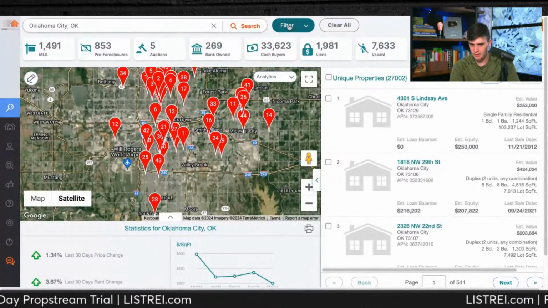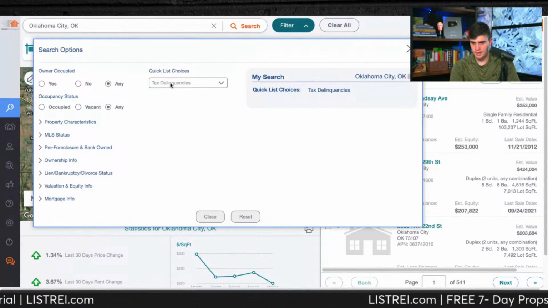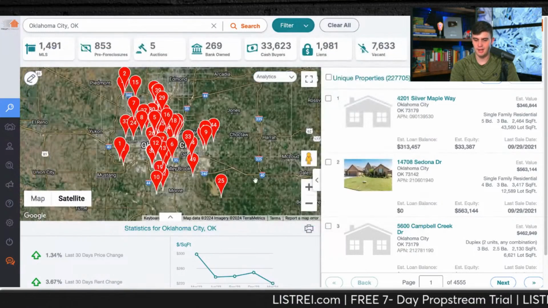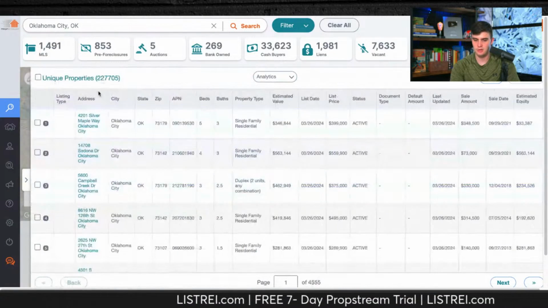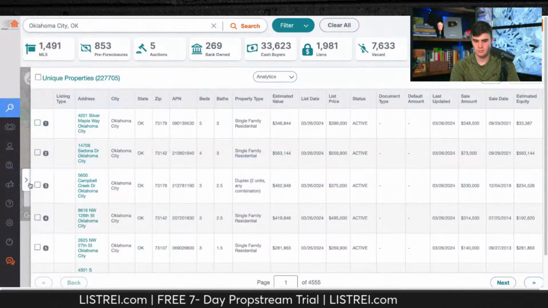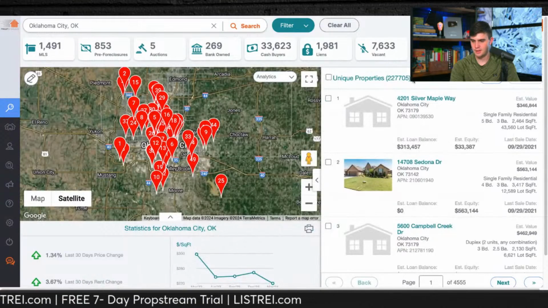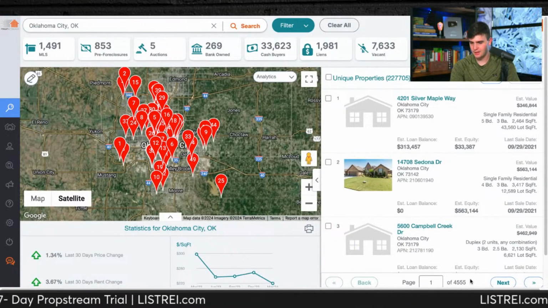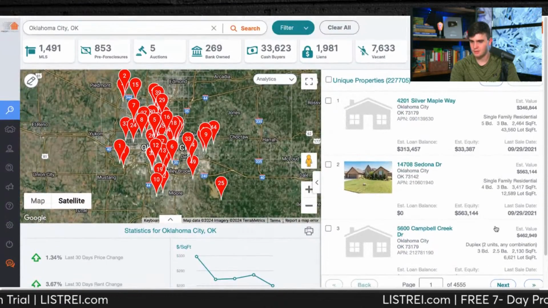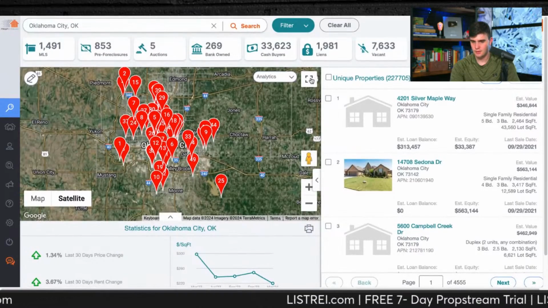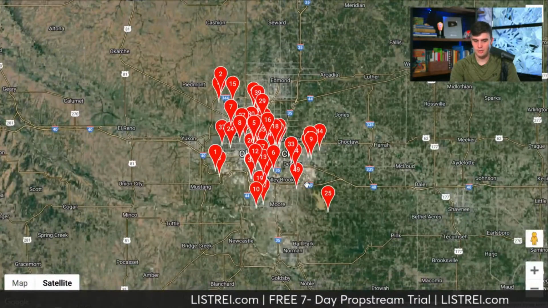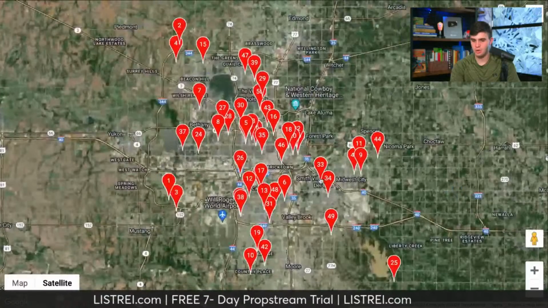So for example, here, let's get rid of the filtering. A lot of people used to say we could do this, right? How do I make this? Can I collapse it? I think I used to be able to collapse it. Right here. There we go. So this is the satellite view of Oklahoma City properties, right?